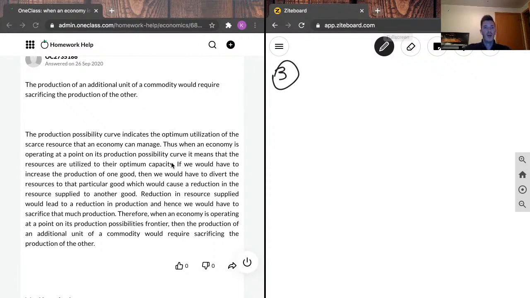Thus, when an economy is operating at a point on its production possibility curve, it means that the resources are being utilized to optimum capacity. If we would have to increase the production of one good, then we would have to divert the resources of that particular good, which would cause a reduction in the resource supplied to another good. Reduction in resource supplied would lead to a reduction in production, and hence we would have to sacrifice that much production. Therefore, when an economy is operating at a point on its production possibilities frontier, then the production of an additional unit of commodity would require sacrificing the production of the other.